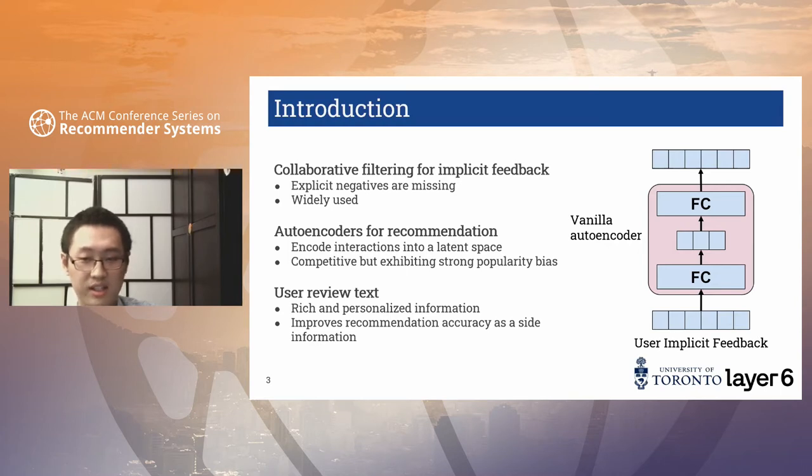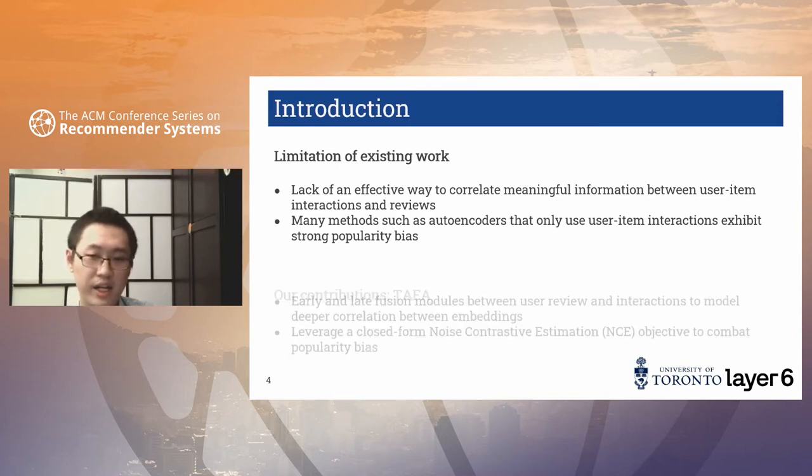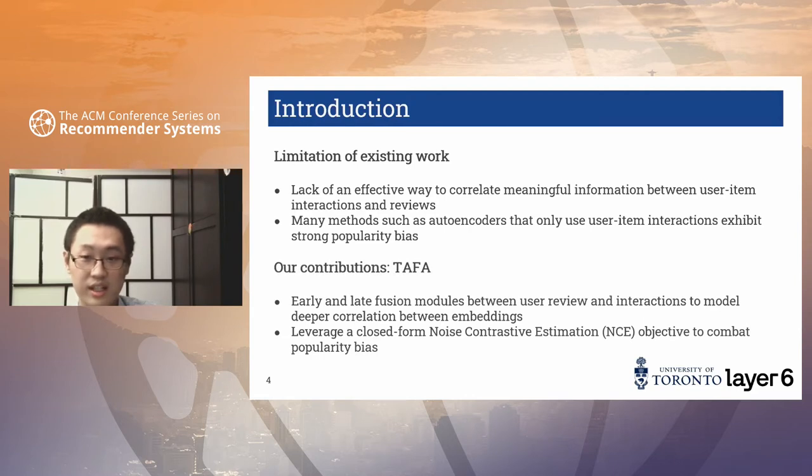User review text, however, has attracted increasing attention as a rich source of side information that can be leveraged to improve recommendation accuracy. It is also very personalized, and we hypothesize it can be leveraged to combat this popularity bias. However, many existing works lack an effective way to correlate meaningful information between user item interactions and reviews. Many methods, such as autoencoders that only use user-item interactions, exhibit a strong popularity bias. Both limit the general performance of recommender systems.